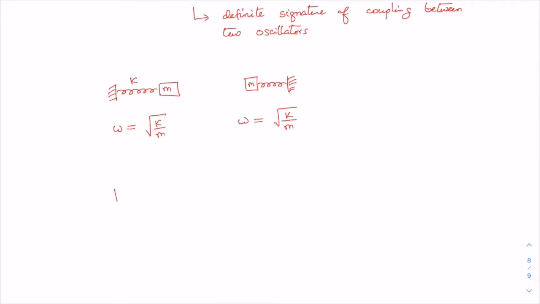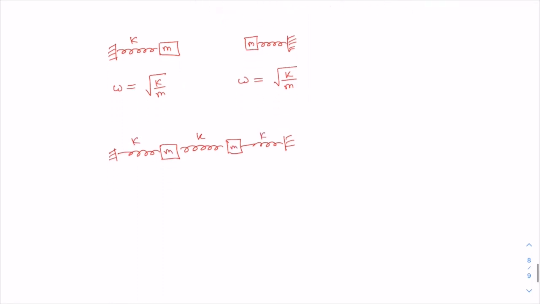Now here, if we couple these identical mass spring systems by a spring of spring constant K, in that case, you know that there would be two normal mode frequencies one can have. One is, say, omega_1 equal to square root of K by M, and another one would be square root of 3K by M.